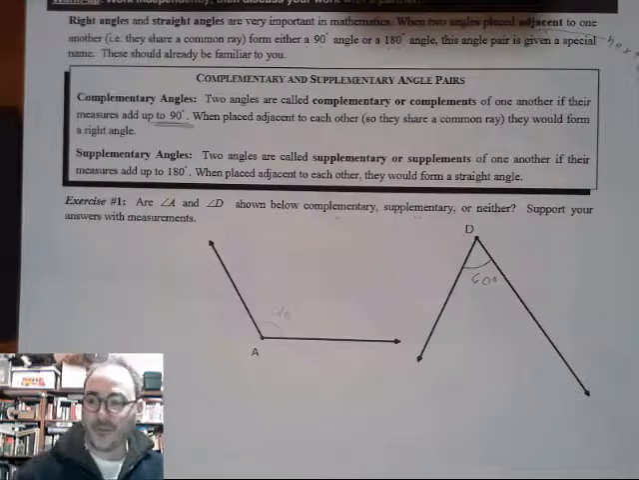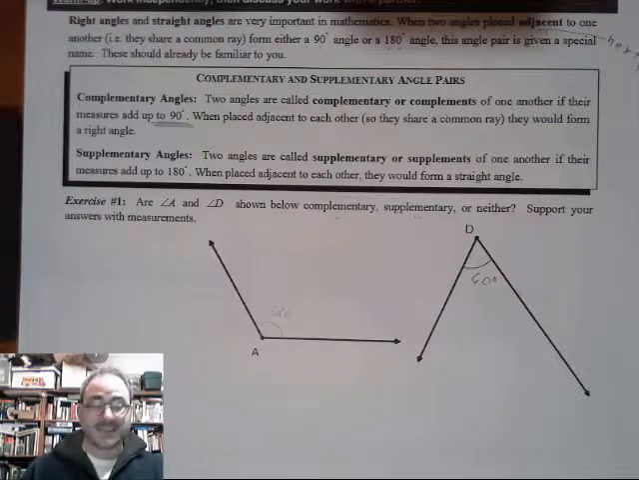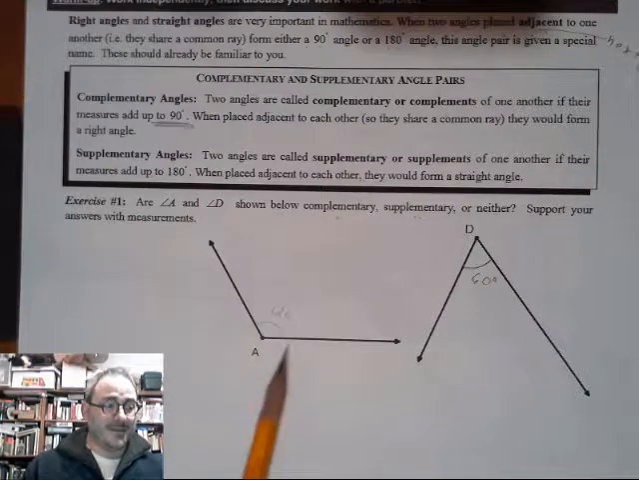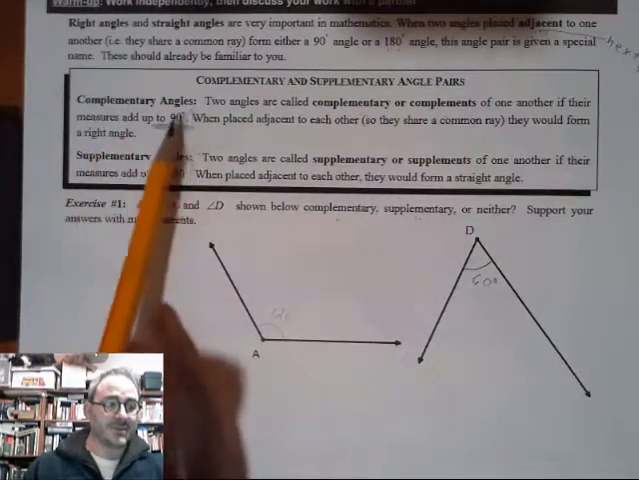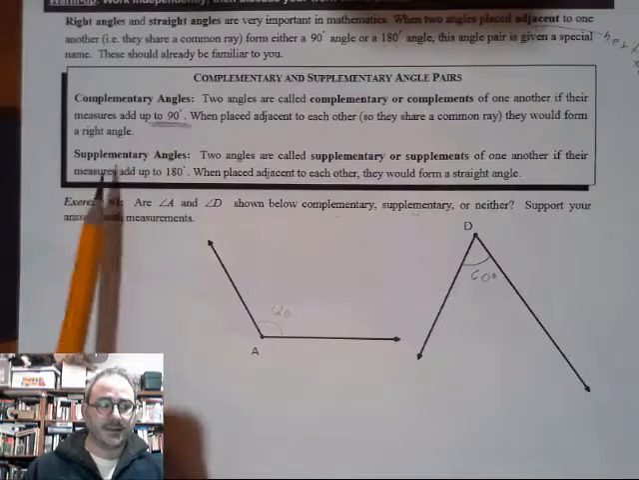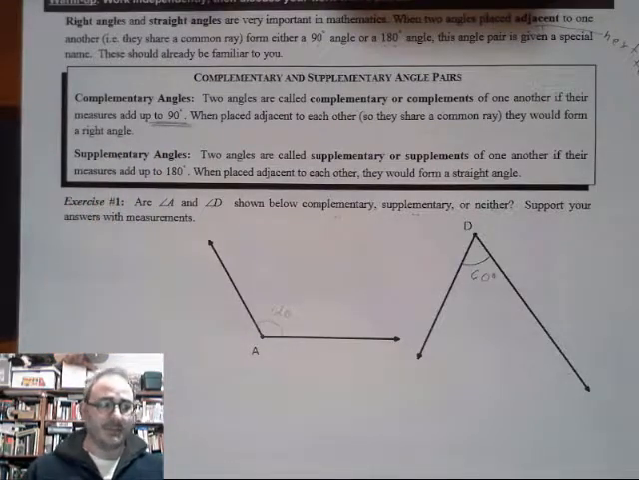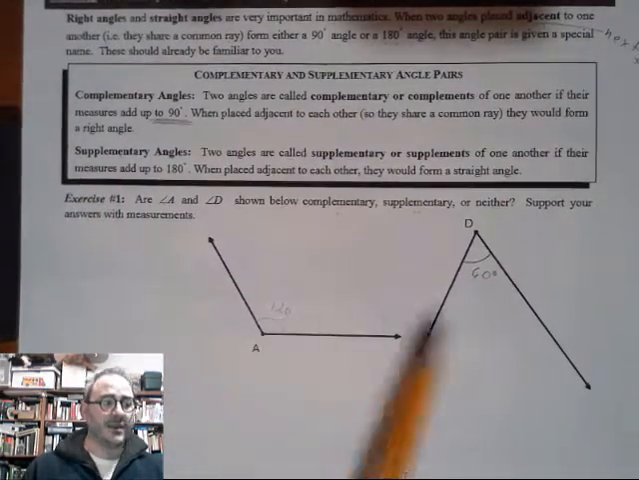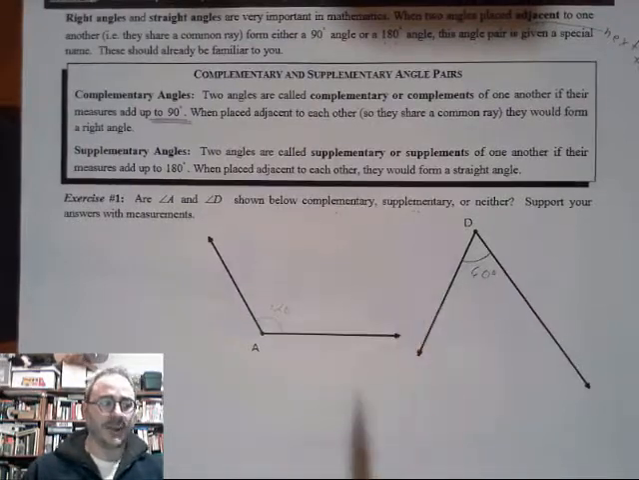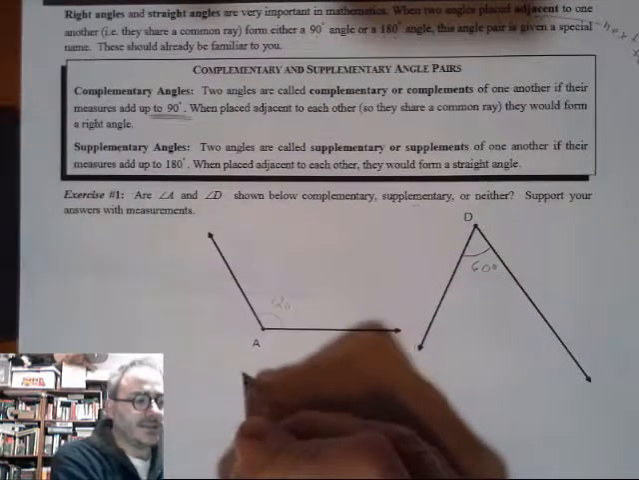All right. Hopefully you're now unpausing it after having taken a guess. So remember, complementary is when two angles add up to be 90. Supplementary is when two angles add up to be 180. We add 120 plus 60, we get 180. So these are supplementary.